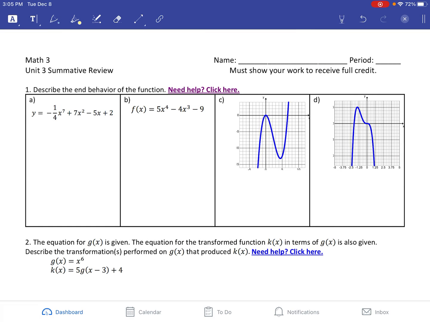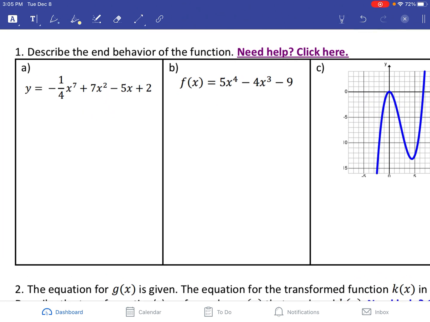So this is the Unit 3 review key. I'm going to go through each one of these questions, explain how you do all these, so hopefully this helps you study for the test on Friday. All right, first thing we have up here is end behavior.